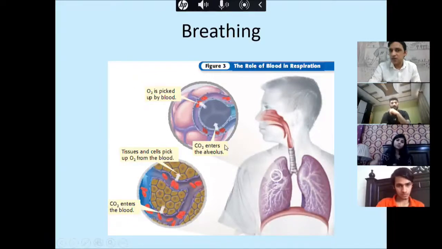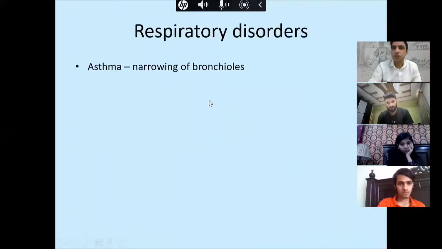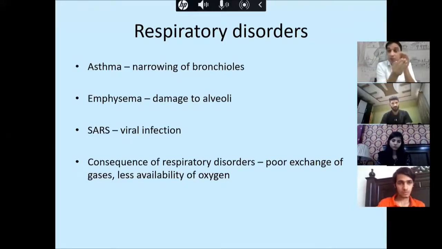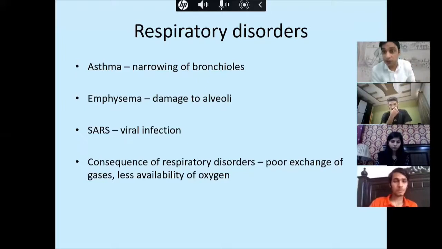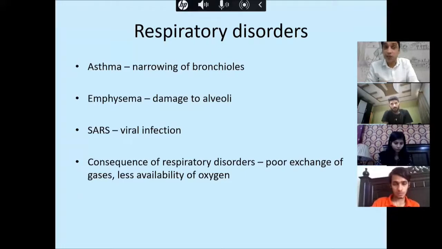So carbon dioxide gas enters into the alveoli, and oxygen is captured by the hemoglobin present in the blood. And then this oxygen is taken and supplied to the other parts of the body. If something bad happens to the air passageway, very simple, very logical. If the blockage is there, you can guess. If the air passageway is smaller, it is difficult to breathe. People will find shortening of breath.